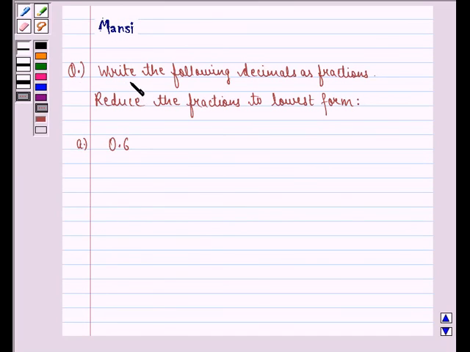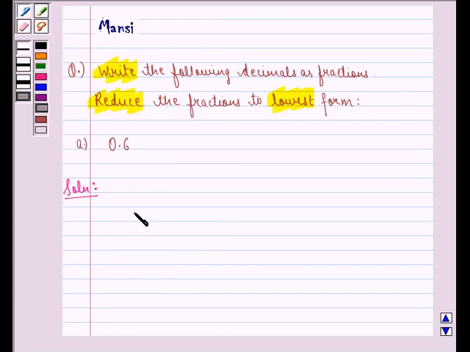The question says, write the following decimals as fractions, reduce the fractions to lowest form. In this question, we have to write the decimals as fractions and then we have to reduce the fractions to the lowest forms. So we see the A part is 0.6. Now let us see the solution to this one.